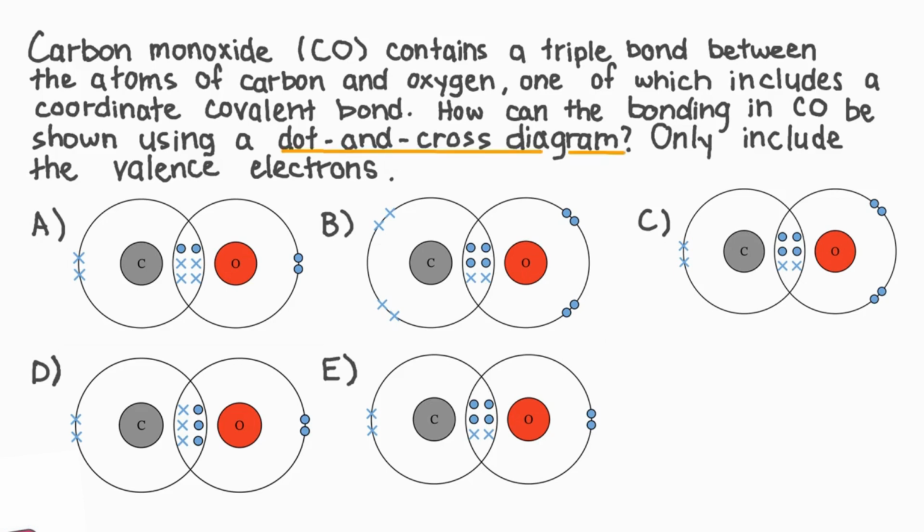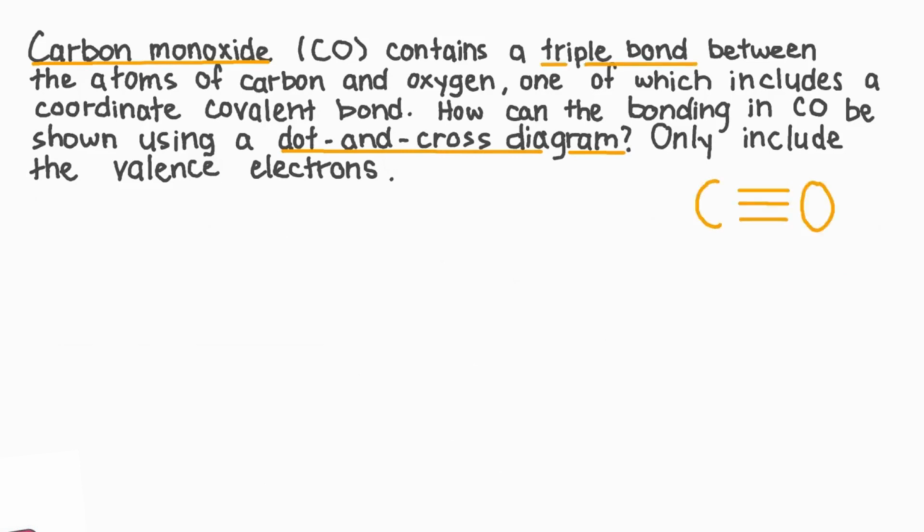We need to create a dot and cross diagram for carbon monoxide, but we don't have a lot of space to do that with all of these answer choices on screen. So let's get those off the screen. Carbon monoxide has a triple carbon-oxygen bond. We're told one of these bonds is a coordinate covalent bond.